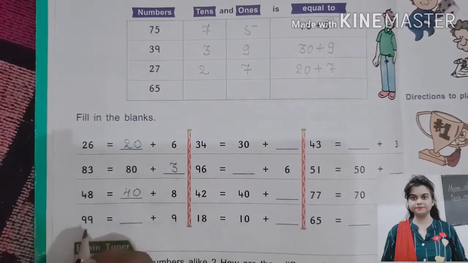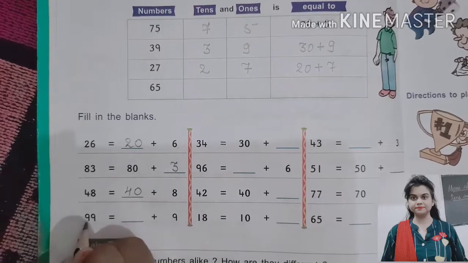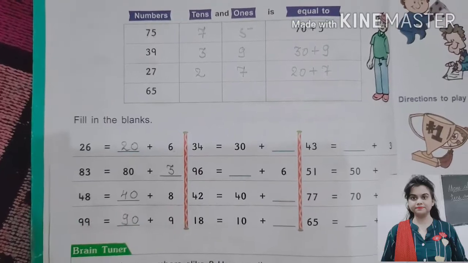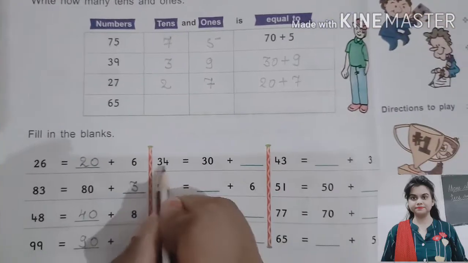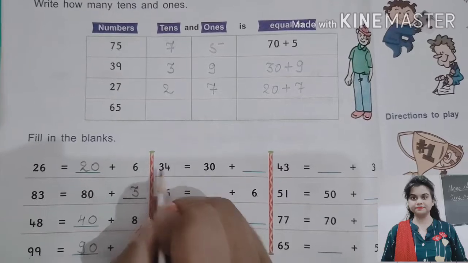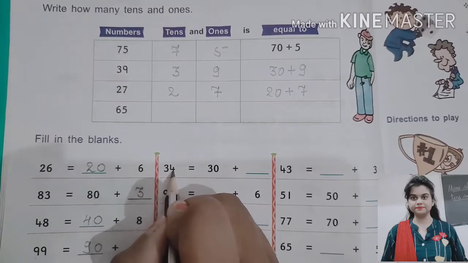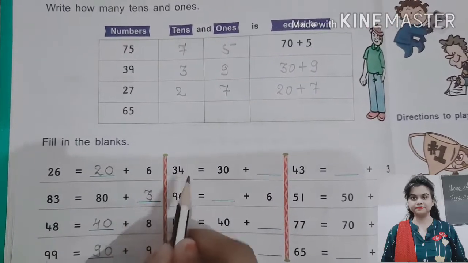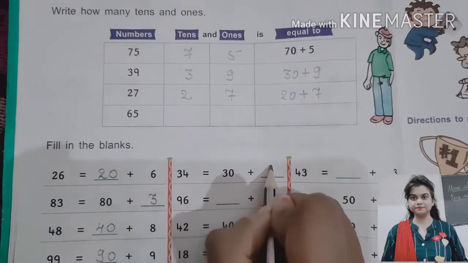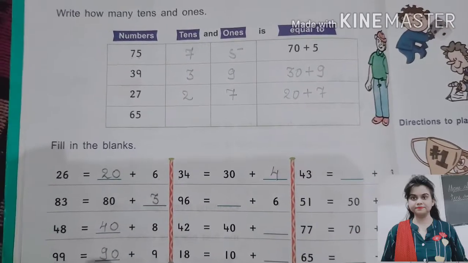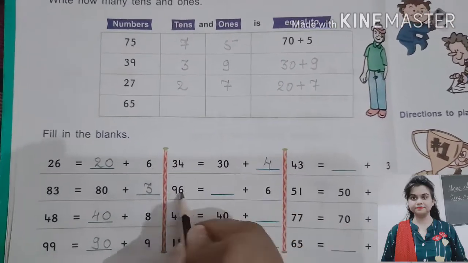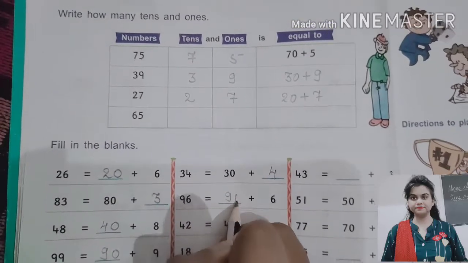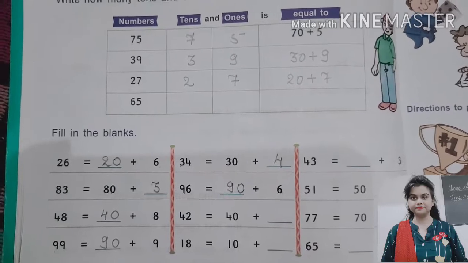99. The value of 9 is 9. The value of 9 tens is 90. So write here 90. Similarly 34. The digit 4 stands for ones and the digit 3 stands for tens. So the value of 3 is 30 and the value of 4 is 4 because it is in ones place. 96. 6 ones and how many tens? 9 tens. So 90 plus 6.